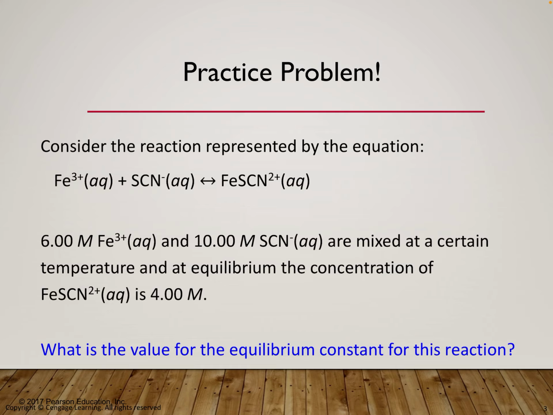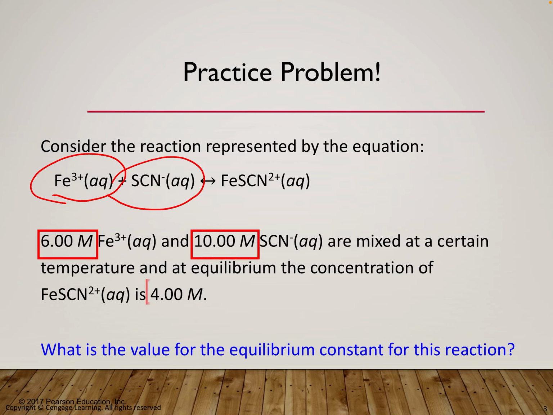In this reaction, we have iron, we have thiocyanate, and we are making iron thiocyanate. We have 6 molar iron and 10 molar thiocyanate, and we mix them together. We're starting with just reactants, which is kind of typical. I say that at equilibrium, the concentration of iron thiocyanate is 4 molar. I want to know, then, what is the value of the equilibrium constant for this reaction?